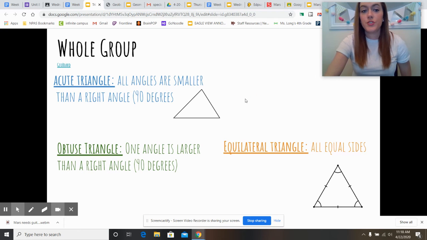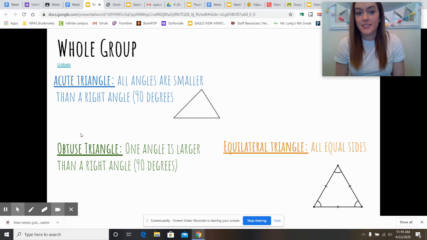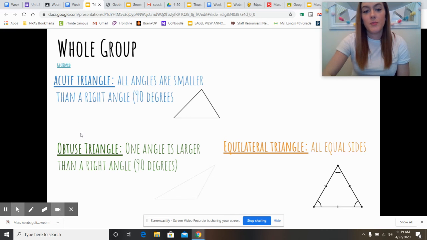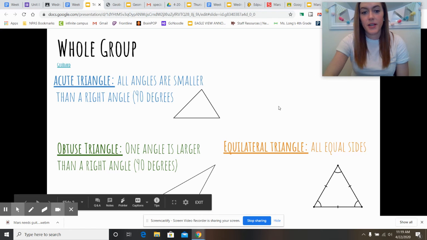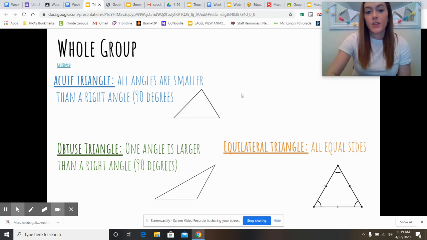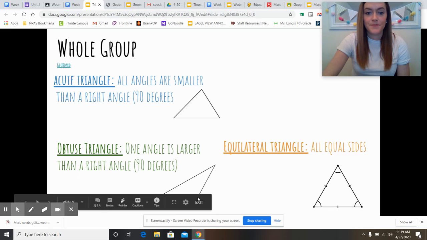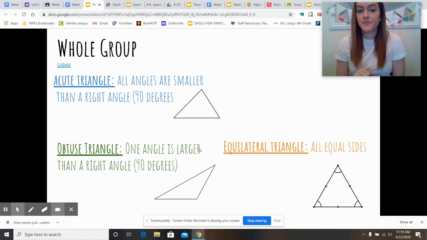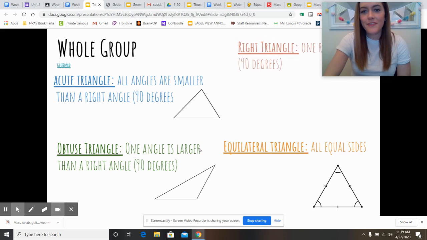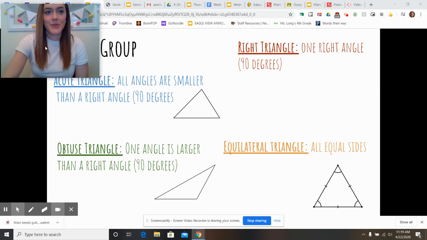The next one is an obtuse triangle. In order to be an obtuse triangle, this is important: not all the angles are going to be obtuse. It only needs one large angle that is larger than 90 degrees to be an obtuse triangle. You might see a triangle that looks like that. So it has one really big obtuse angle, this one right here. And then these two angles would actually be acute, but it's obtuse because it has one angle that is larger than 90 degrees.